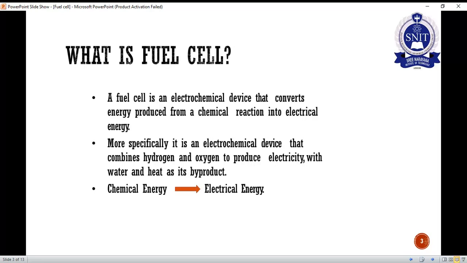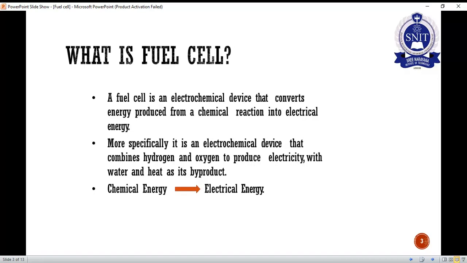More specifically, it is an electrochemical device that combines hydrogen and oxygen to produce electricity with water and heat as its byproduct. In its name itself, it is an electrochemical device which produces electricity from a chemical reaction. So what is the chemical reaction that happens here? It combines hydrogen and oxygen, and it produces electricity.